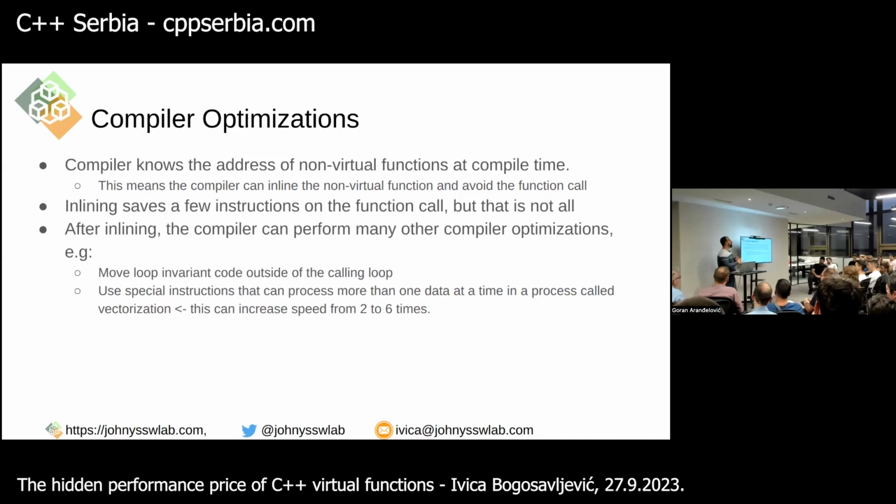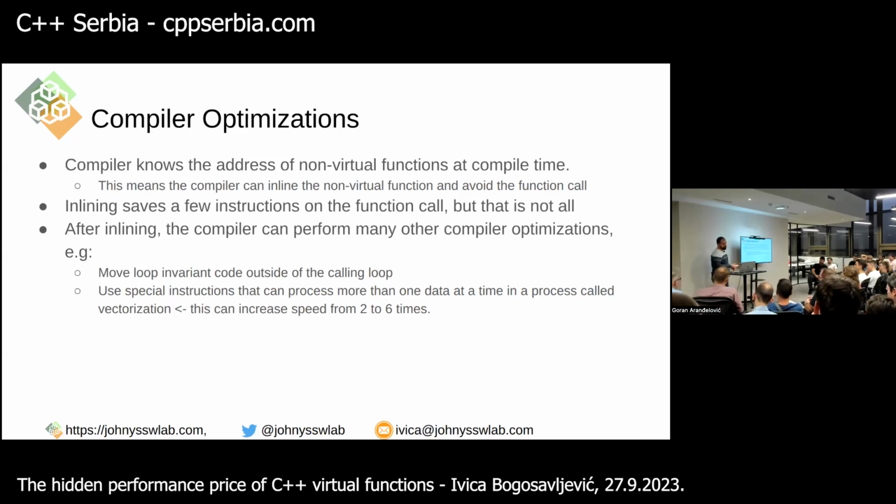Now, why does the compiler do that? One reason is to save a few instruction calls. There are a few instructions related to the call and a few instructions related to getting back from the function. And this is fine, but this is not the main thing about inlining. The main thing is that when you inline a function, you know more about the function and you can do more optimizations.